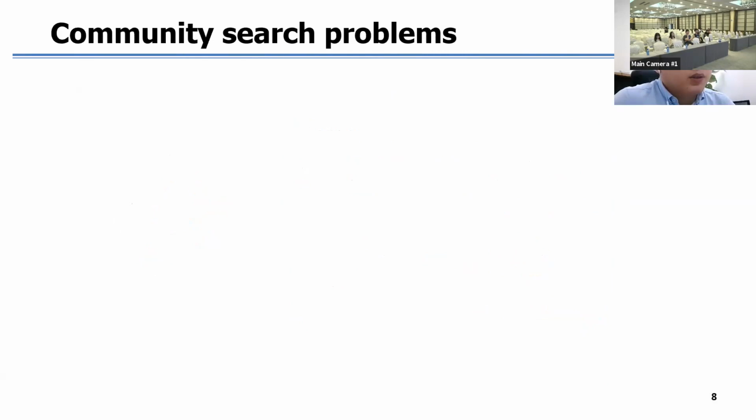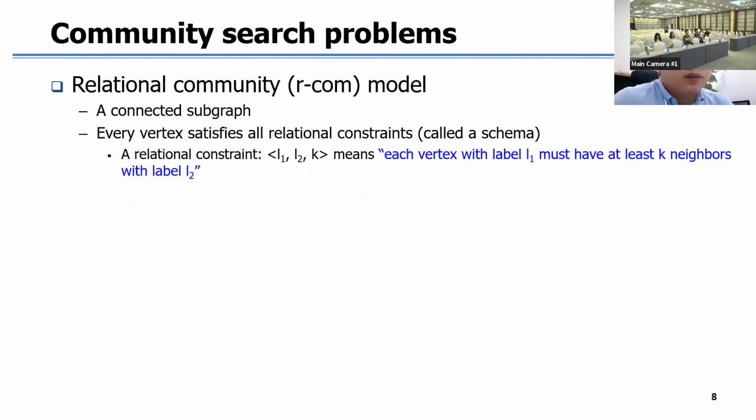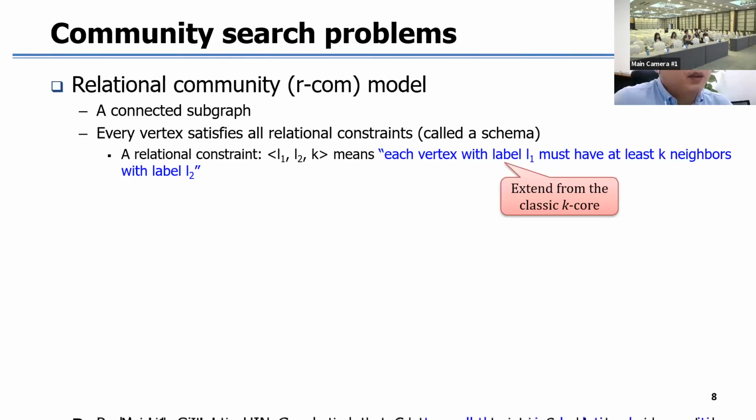Based on the discussions above, the relational community model is formally defined as follows. First, it needs to satisfy the constraint of connectivity. Second, every vertex satisfies all the relational constraints, which is also called the schema. A relational constraint is a triplet L1, L2, K, which means that each vertex with vertex type L1 must have at least K neighbors with label L2. So you can see that this constraint is actually extended from the classical K-core model.